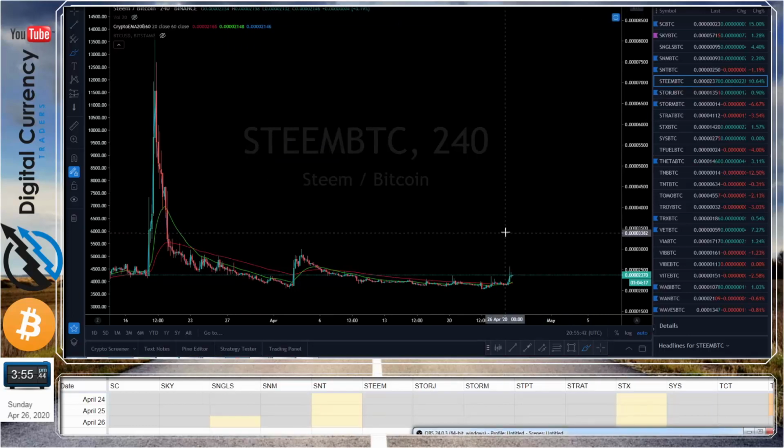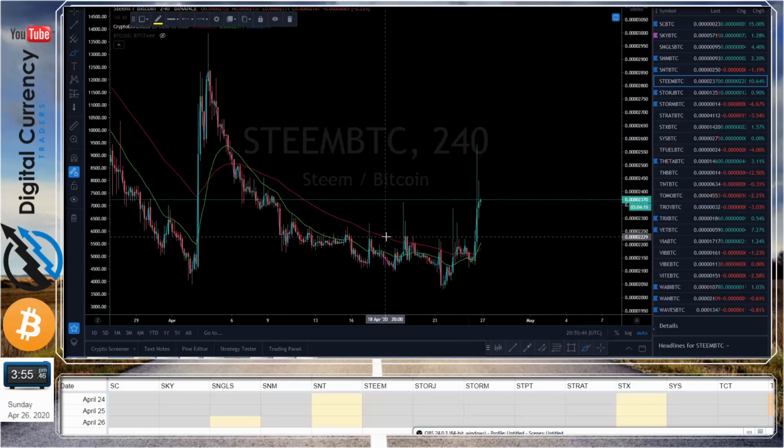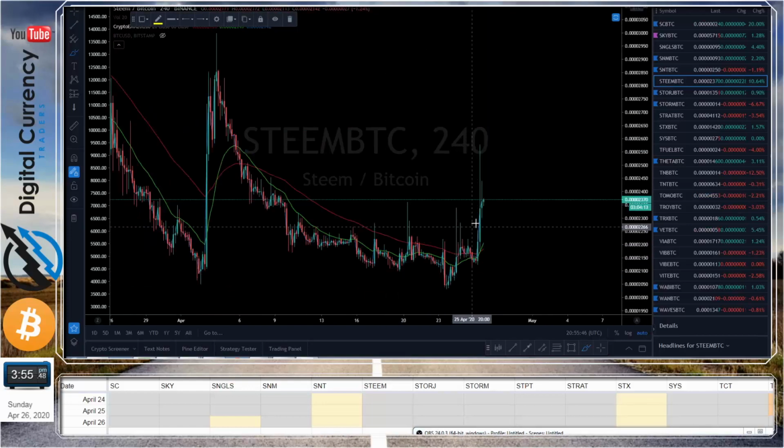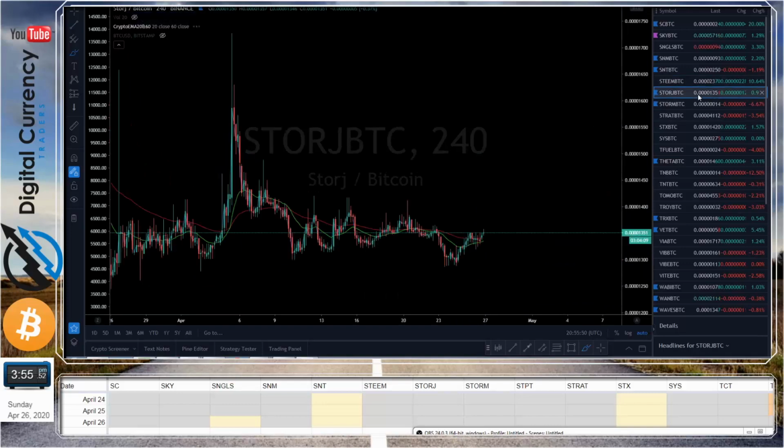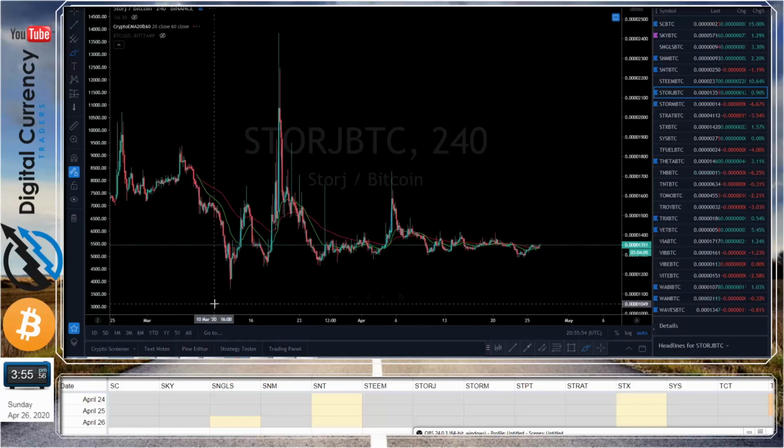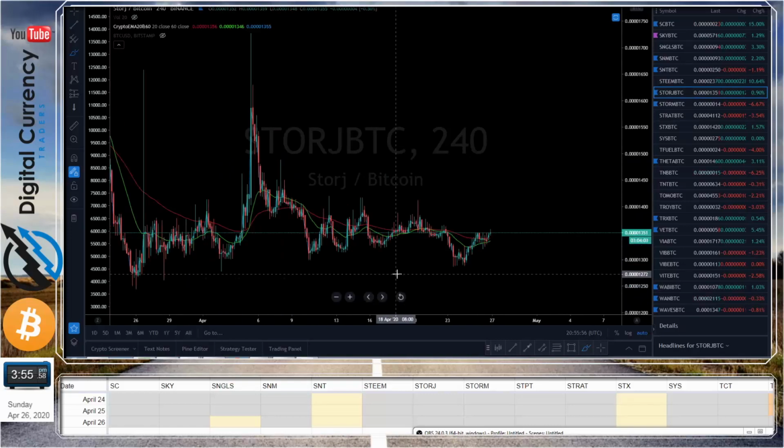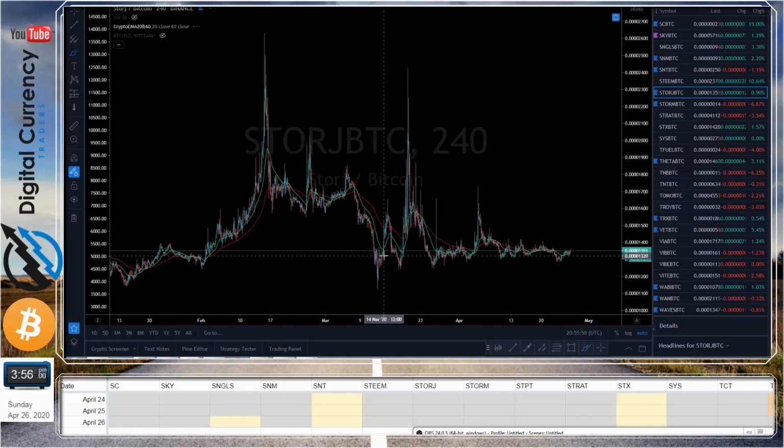And we're on to Steam, which is making a 1, 2, 3 formation. It's made a double bottom. It's got some stuff going on. I don't know, we'll see. But, you know, a small bit would be okay. Storage, I like this formation. It's done some pumps in the past. Not really, the chart doesn't look great.